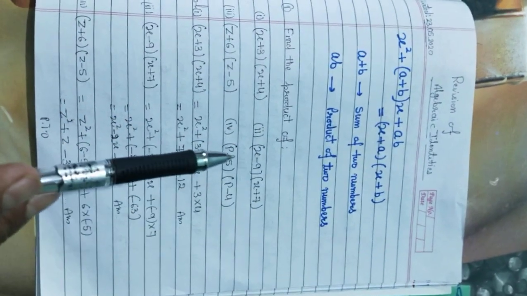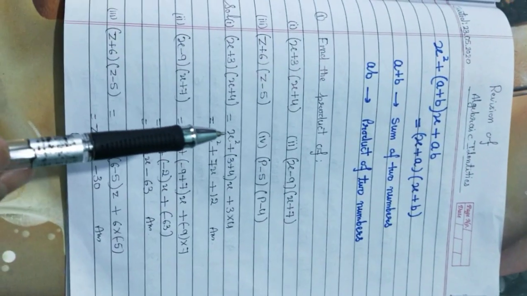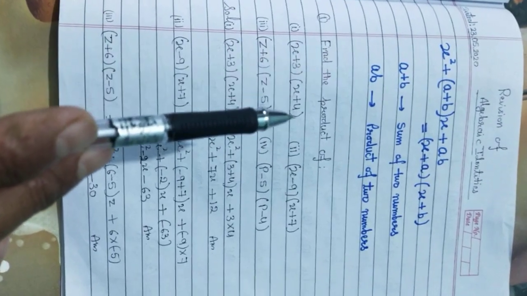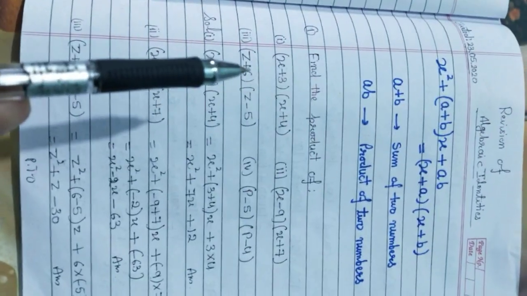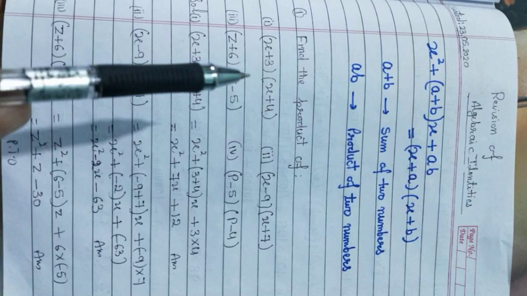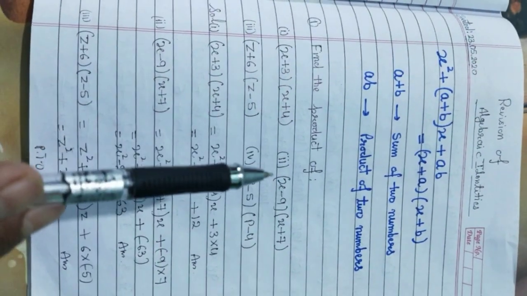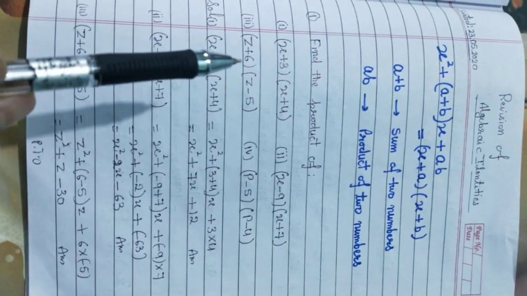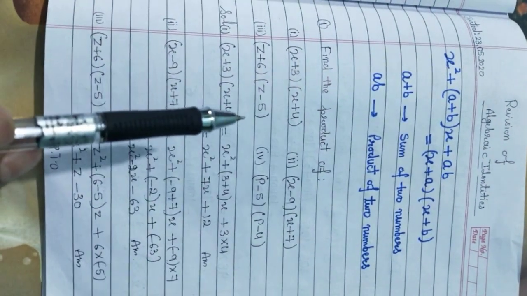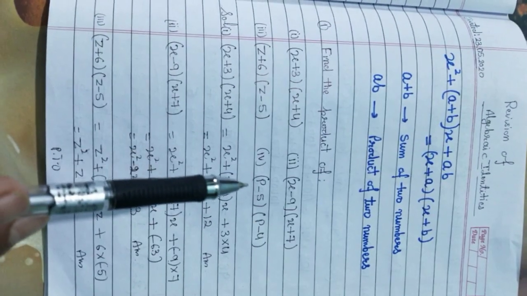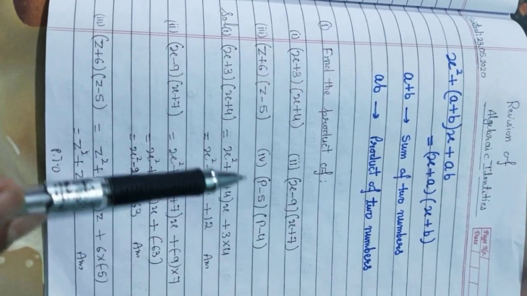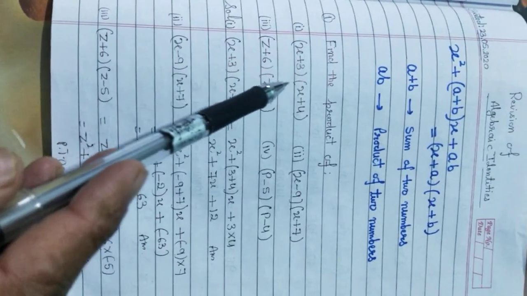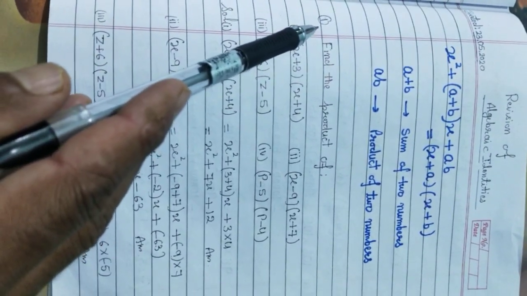So before starting this worksheet, I write here some questions: find the product of. First part, (x plus 3) into (x plus 4); second, (x minus 9) into (x plus 7); third, (z plus 6) into (z minus 5); fourth, (p minus 5) into (p minus 4). So I solve all parts of the question first.